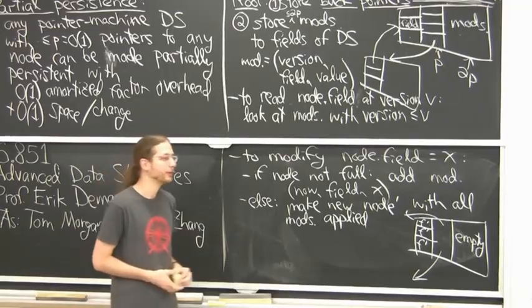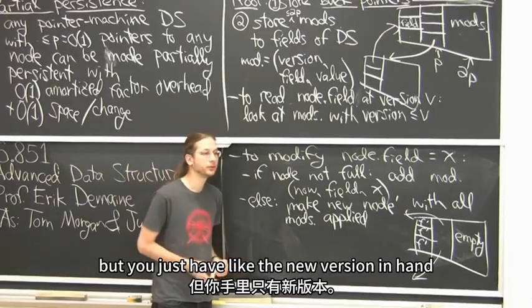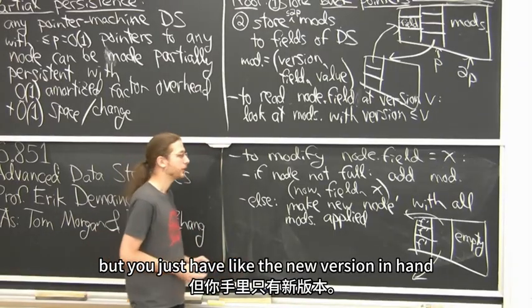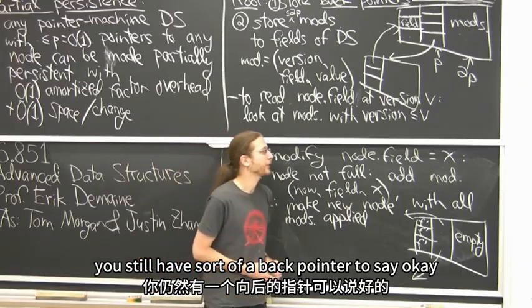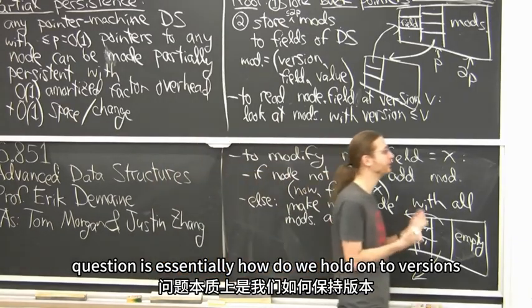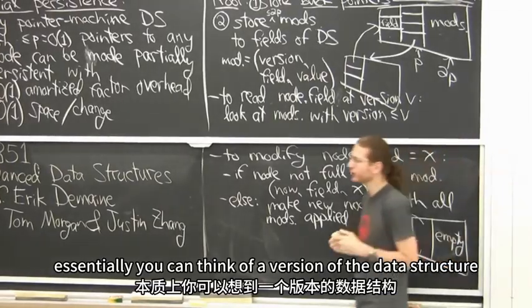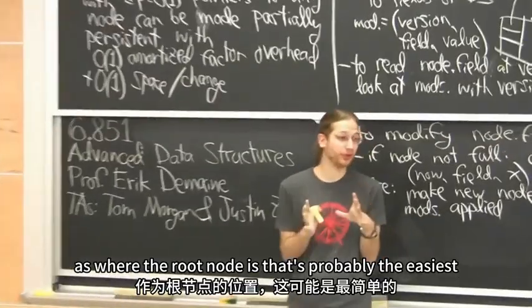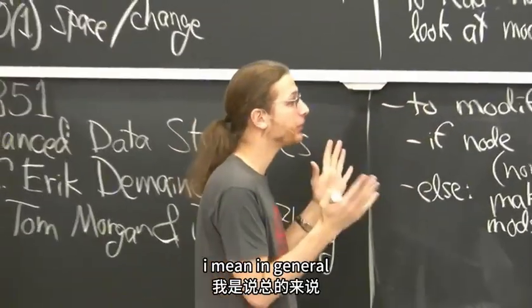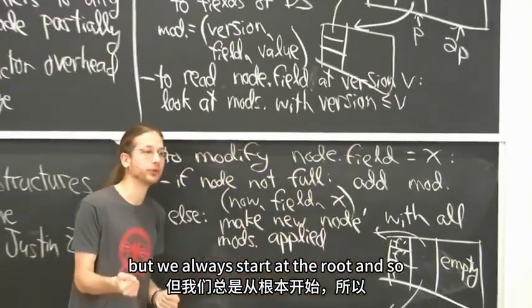So how would you read an old version, if you just have the node, the new version, in hand? Do you still have a back pointer to say, beyond this version, you have to go? The question is essentially, how do we hold on to versions? Essentially, you can think of a version of the data structure as where the root node is. That's probably the easiest. In general, we're representing versions by a number v. But we always start at the root.